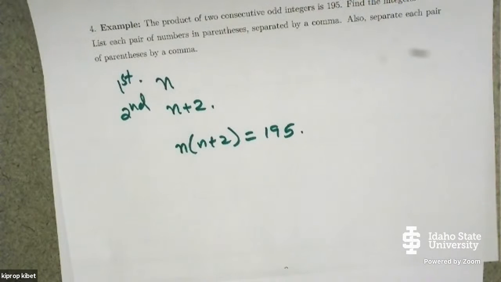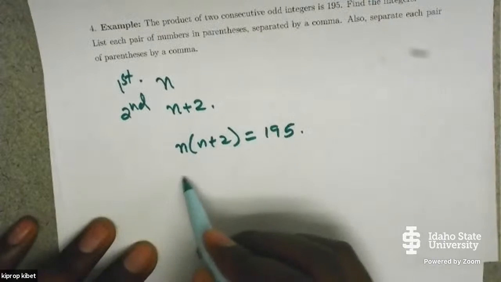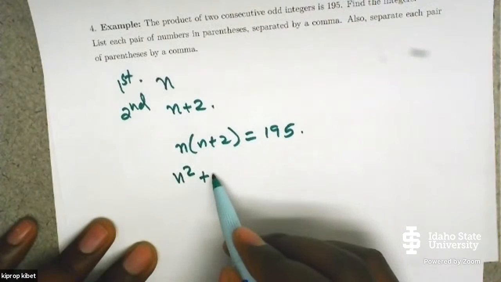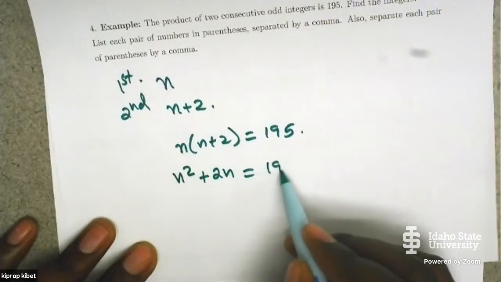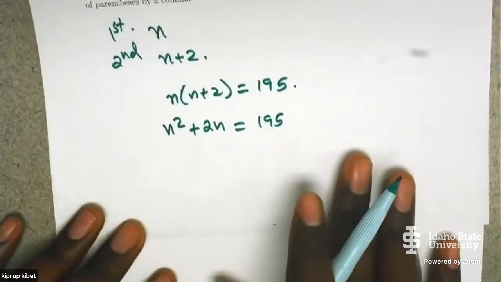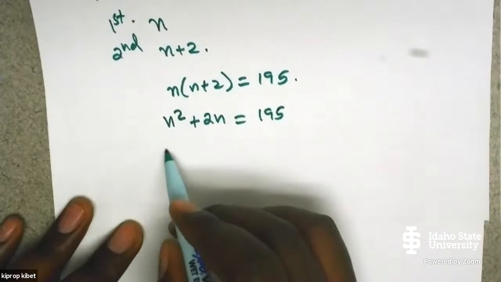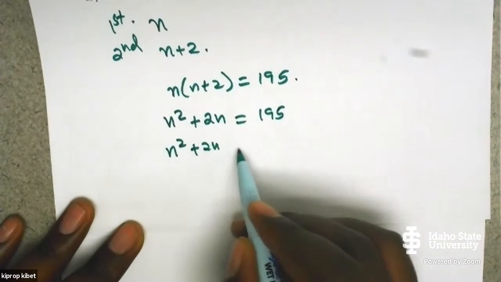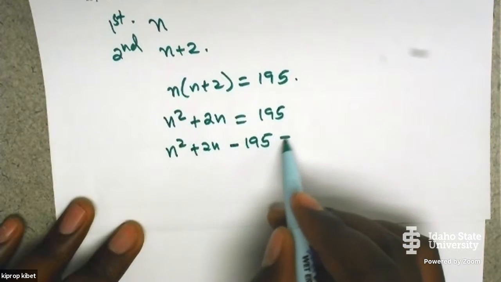In this case, you cannot say this is a zero product. You cannot say n equals 195 or n plus 2 equals 195. That would be very wrong. So you need to expand this. When you expand, you get n squared plus 2n equals 195. Then you bring 195 here: n squared plus 2n minus 195 equals 0.